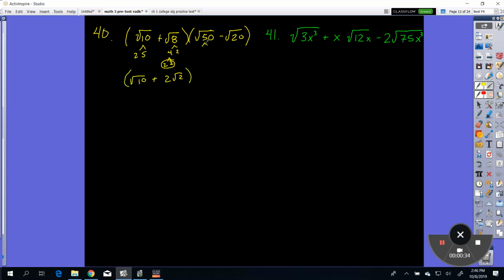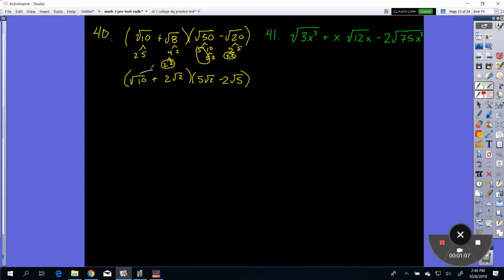Square root of 50 is 5 times 10, 5 times 2. So there's a pair of 5's, they come out. And 20 is 4 times 5, and 4 is 2 and 2, so there's a pair of 2's, so they come out. So I like to break it down first and then go ahead and multiply. You could do this same problem and multiply them together first and then break it down. So whatever you'd like to do.